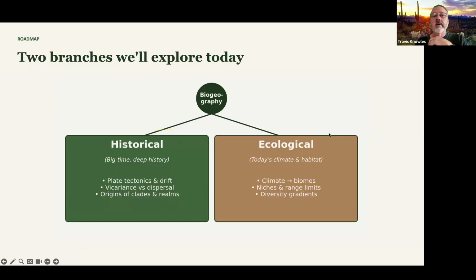And then the second aspect we'll explore today is not deep time, but it's more immediate. What is the current climate like today? How does current climate affect plants and animals? And how does it affect the habitats that we see? All right, so we'll get into the historical aspects of biogeography briefly, and a little bit of the ecological aspects of biogeography.